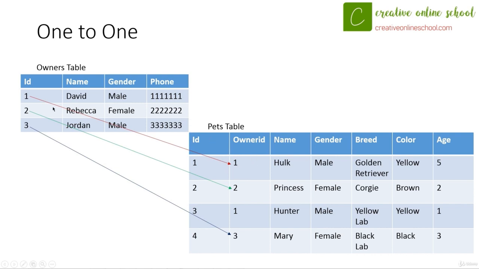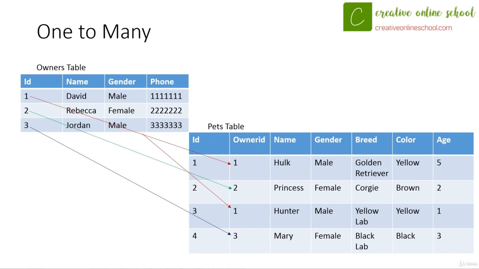What we can see by these arrows is what is known as a one-to-one relationship, where one person in the owners table is referenced by one pet in the pets table, if we ignore this third row. So this is a one-to-one, where one owner owns one pet. But we can also have a one-to-many, where one owner is referenced by many pets. So basically, one owner owns many pets, which is a very logical statement.